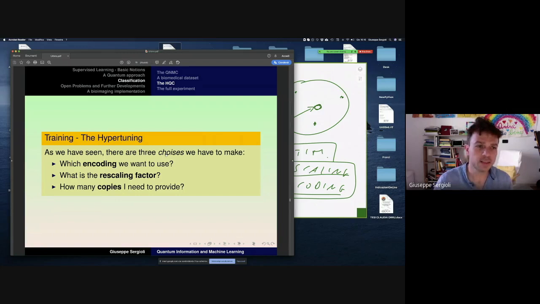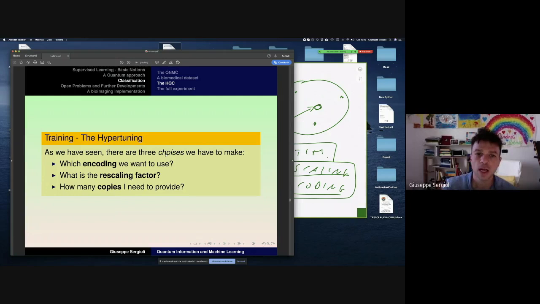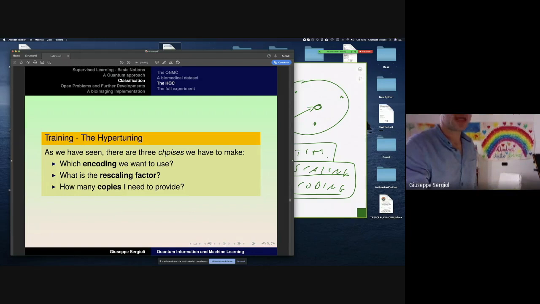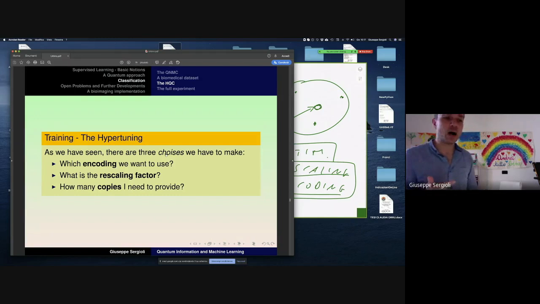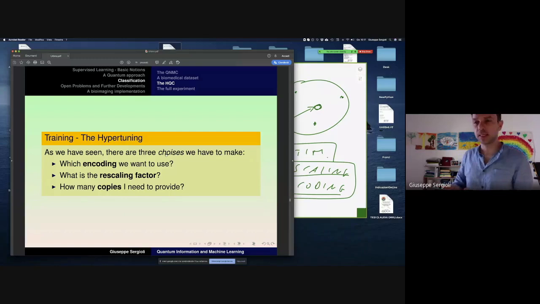As we have seen, our classification depends on important variables that are the encoding and the rescaling factor. But now we see that also the number of copies can be an element that we can consider. So these are three parameters that we have to set before making the test. Setting these parameters is a part of the training of the process, or, if we want to say, it's part of the preprocessing.